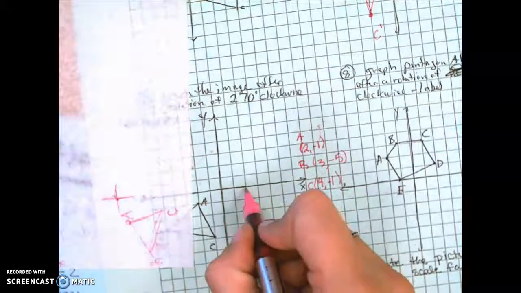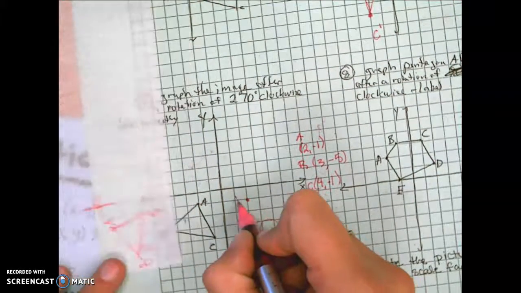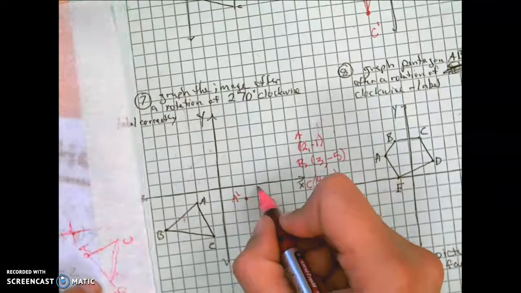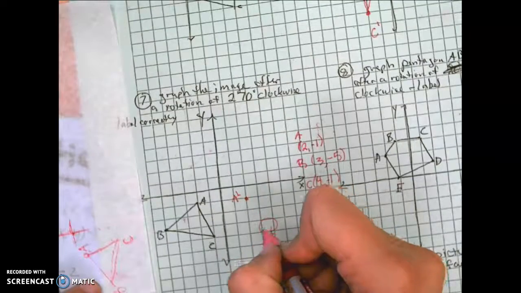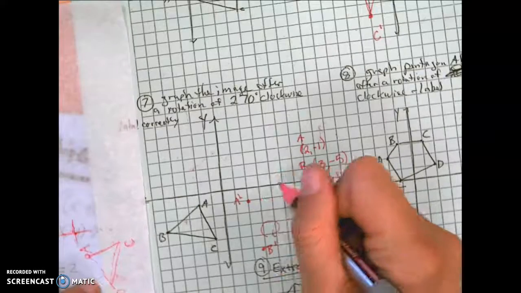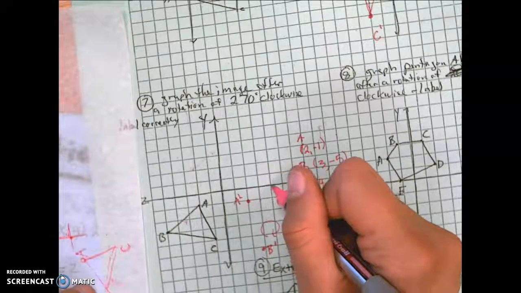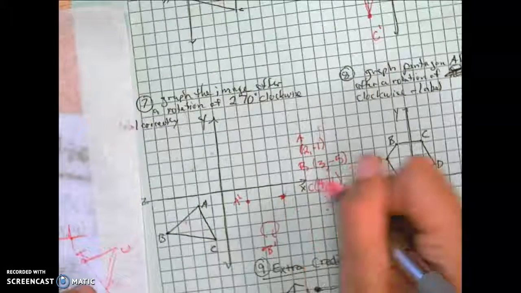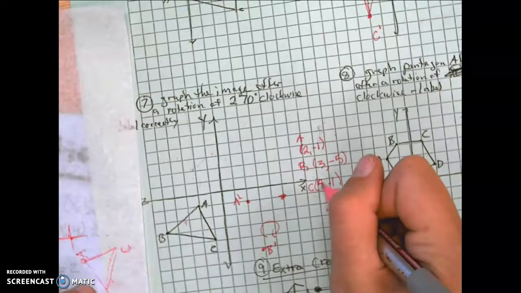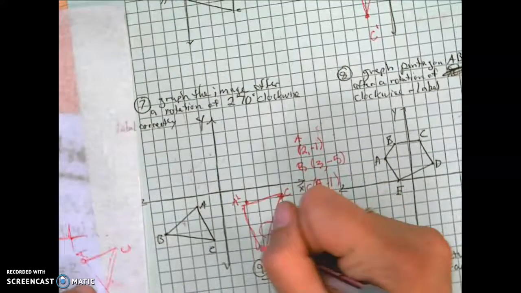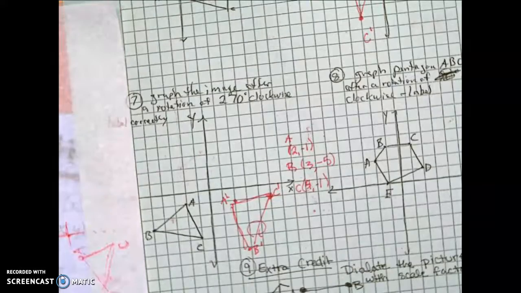So A, 2, -1. B, 3, -5. C, 4, -1. Alright. There's my new guy. Make sure you're labeling. Alright, 2 more.